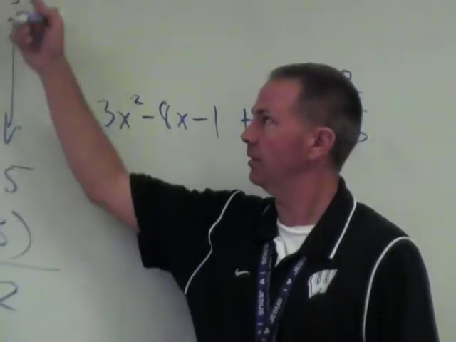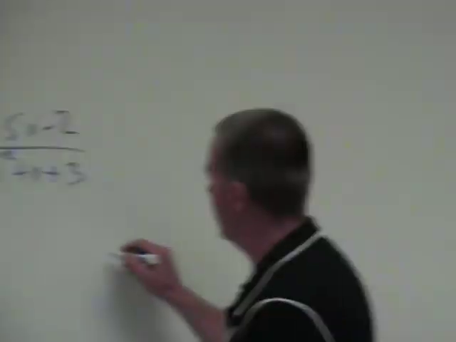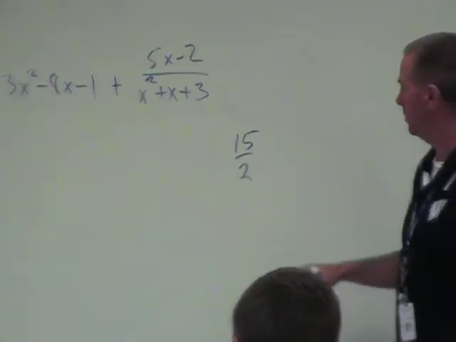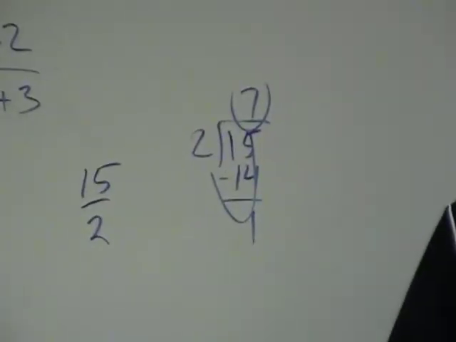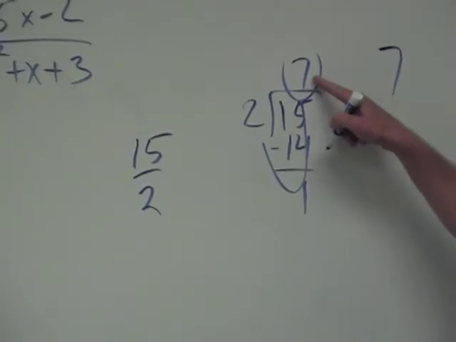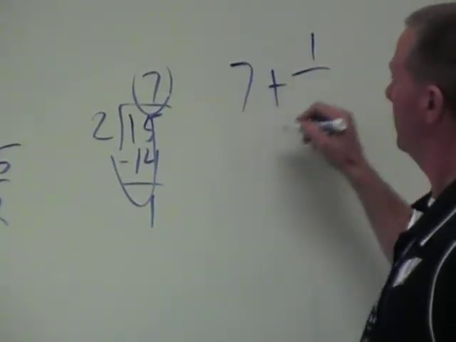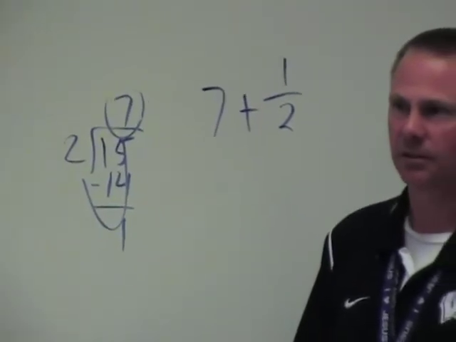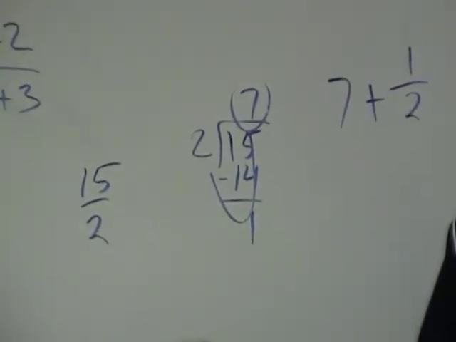So this is called the J method. Makes a little J. It's the same thing like this. Watch. 15 halves. What is that as a mixed number? 7 1/2. Well, 15 divided by 2 is 7, with a remainder. 7 is your quotient. Quotient plus the remainder over your divisor. 7 1/2. That's what a mixed number is. Math.